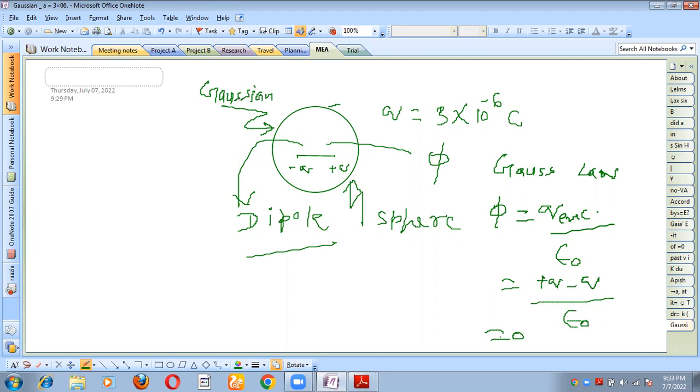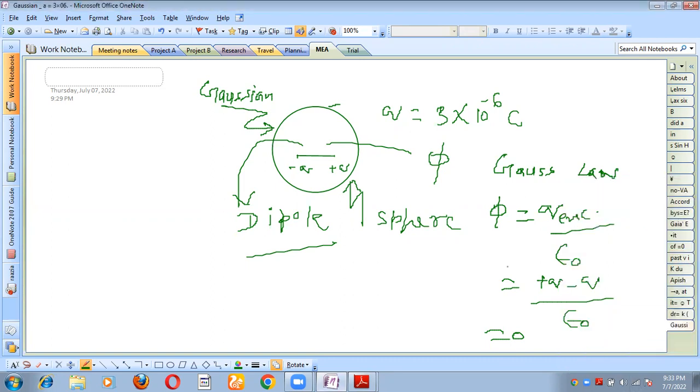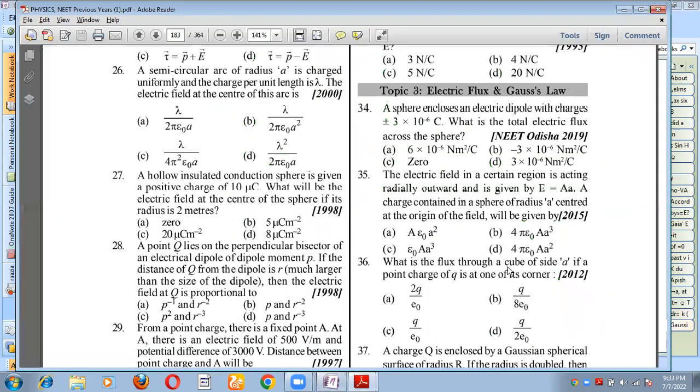If there is a dipole inside a sphere, the net flux will always be zero. Same thing here, the flux will be zero. Everyone understood this? Anyone having any doubt? How we got flux zero? Option C is the correct answer. Please ask if you have any doubt.